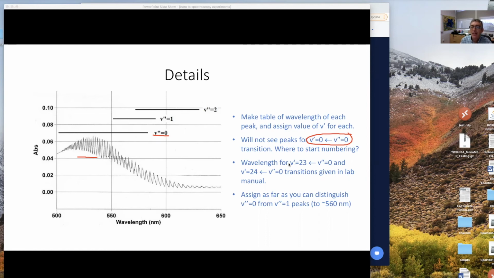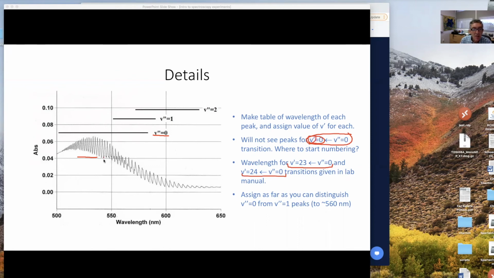Therefore, we're going to give you a guideline, and it's in your manual. It tells you what the frequency is for this peak, 0 to 23, or you also are told when this one is 0 to 24. So with those two numbers, you'll be able to label all of these peaks by the value of V prime, right there. So you'll label them all.